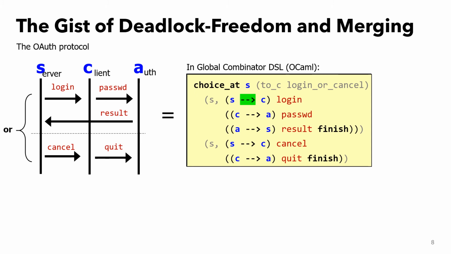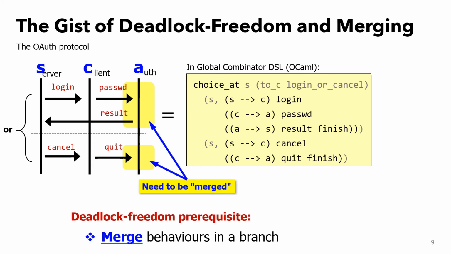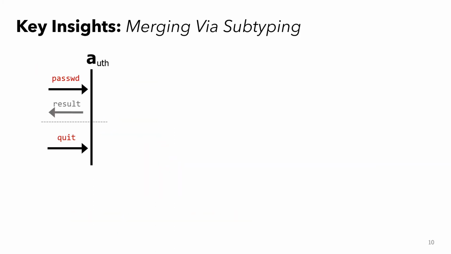Now, let's see why the OCaml type checker can verify this protocol is well-formed. We break down the local behavior for participant A. There are two pieces of behaviors for A in a choice, and to verify the deadlock freedom, they need to be merged consistently. A makes a choice between password and quit.